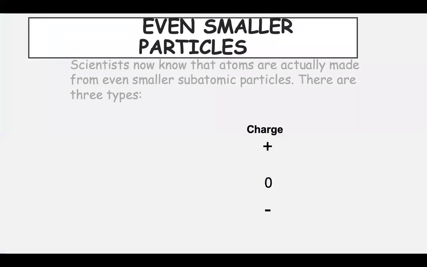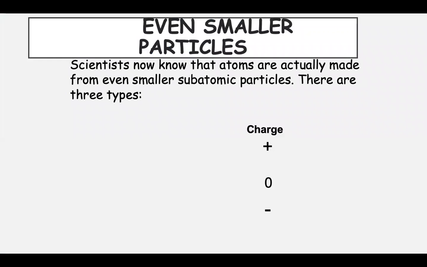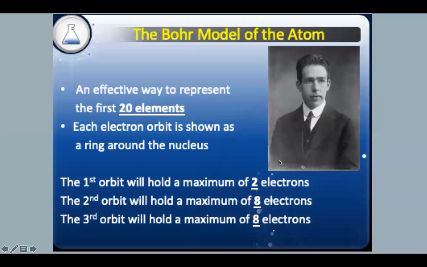Okay, so smaller particles. You know the atoms are made up of very, very small particles, and they are of 3 types. Protons, P for protons, P for positive charge, you can remember like that. Neutrons are neutral with no charge, that is 0. And then electrons are negatively charged. So atom is made up of those 3 particles. You need to remember that. Protons positively charged, neutrons no charge 0, and electrons are negatively charged.